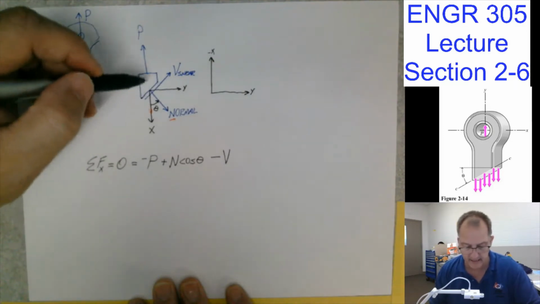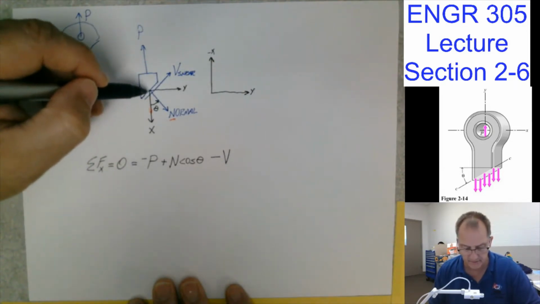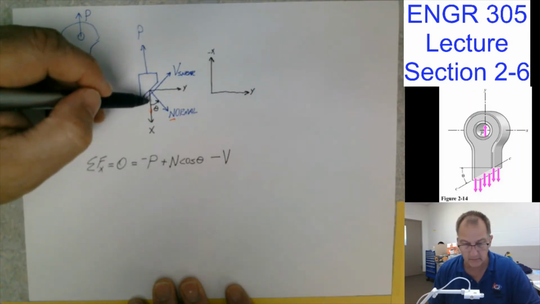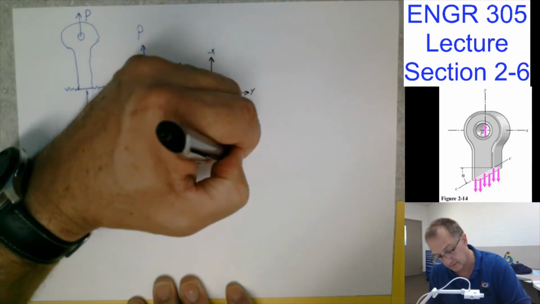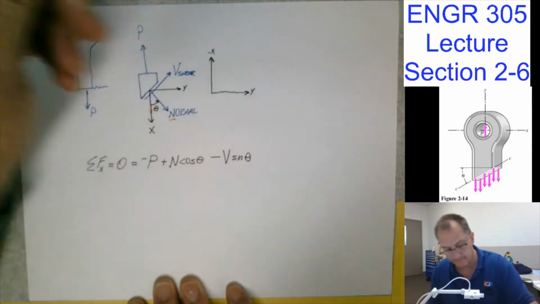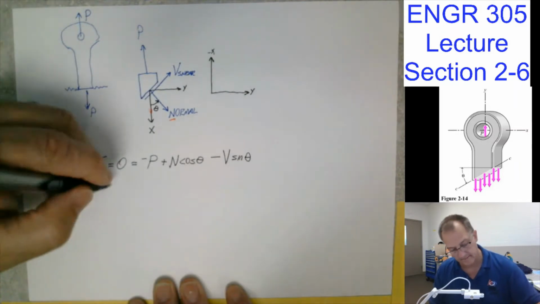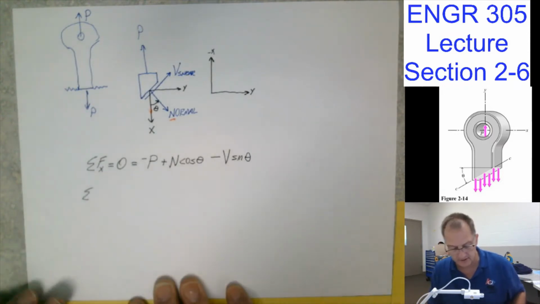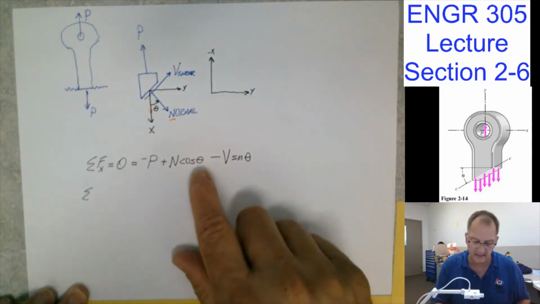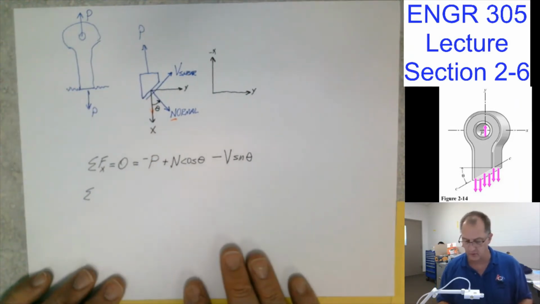And how much of that is acting in that x direction? Well, that would be sine of theta. Right? Okay. Sum of the forces. The problem is I've got two unknowns. Do I have three variables? Well, I do know theta. While I'm saying it's arbitrary, I do know what theta is.